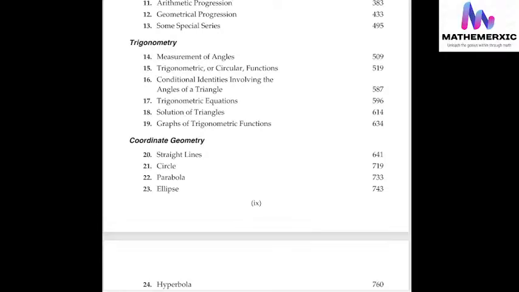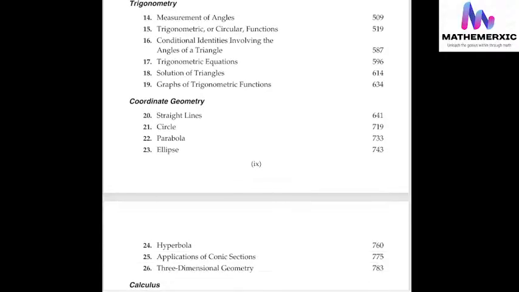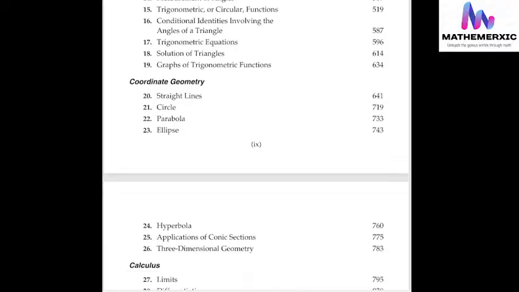Conditional identities involving the angles of a triangle. Obviously, we use identities whenever solving trigonometry questions, but in the case of a triangle we can also use a lot of things like that. Trigonometric equations will involve the trigonometric ratios. Solution of triangle, with the help of laws, sine law, cos law, sometimes also called sine rule, cos rule. Graphs of trigonometric functions: the graph nature of all six trigonometric functions.